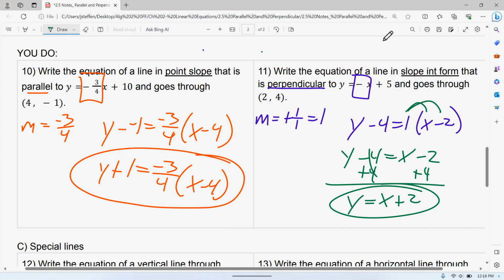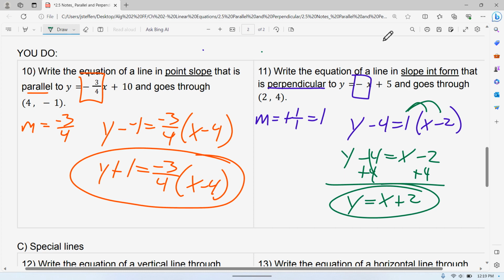So my answers are up there. Again, make sure you're paying attention to the parallel versus perpendicular. I have students that miss this just because they go too quickly and they do all of them as parallel lines. Make sure you're paying attention. Number 10 wanted point-slope. Number 11 wanted slope-intercept. And ultimately, the biggest thing with number 11, again, your slope for this one is -1.